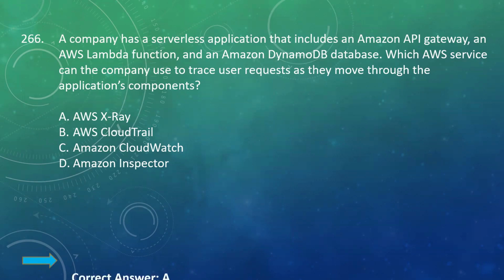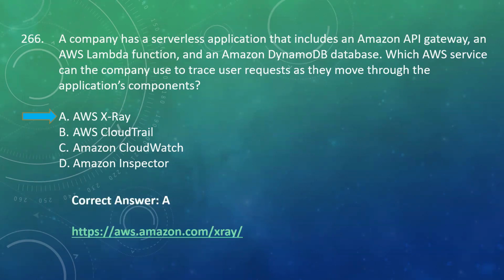And the correct answer here would be option A, AWS X-Ray, which is a distributed tracing service that helps developers analyze and debug applications. It allows you to trace user requests as they travel through various components of your application, providing insights into performance bottlenecks and dependencies between different services.